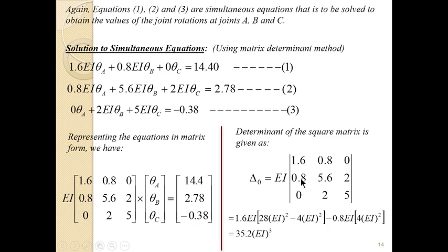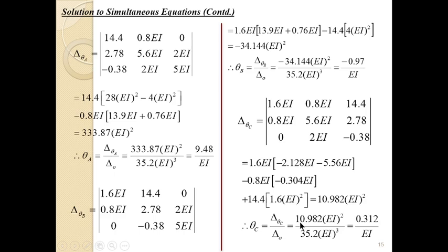So it will be 0.8 times 5, which gives you this 4. Then EI squared minus, when you come here, 0 times 2, which is 0. When you come to the third one, because what will be here will be 0, by the time you multiply, everything will be 0. So if you simplify this, it gives you 35.2 EI raised to power 3. If you simplify them, the next thing you do is you find the determinant.